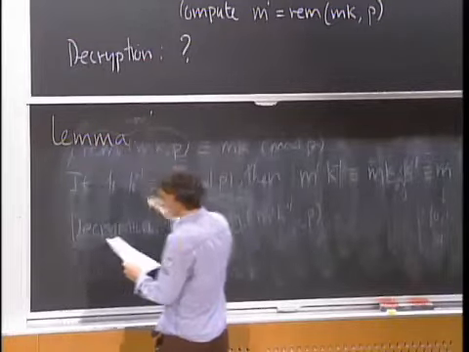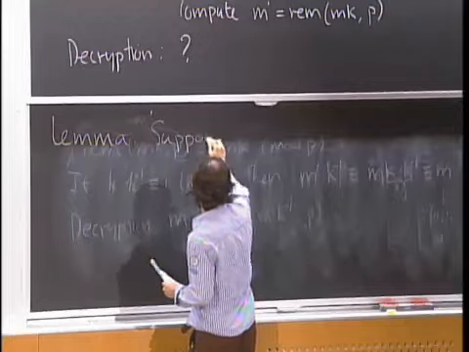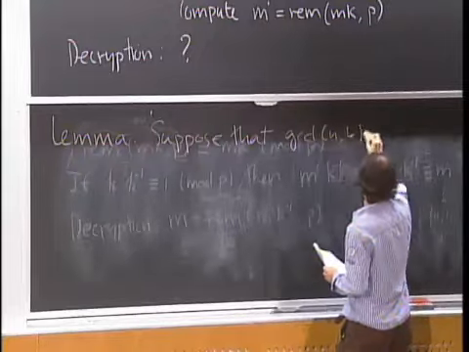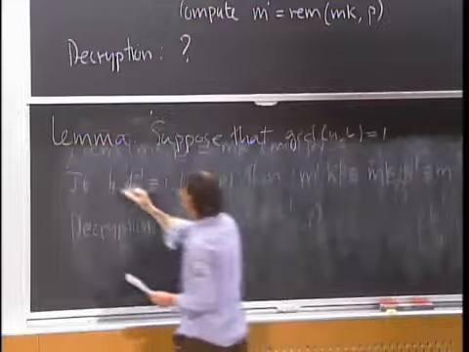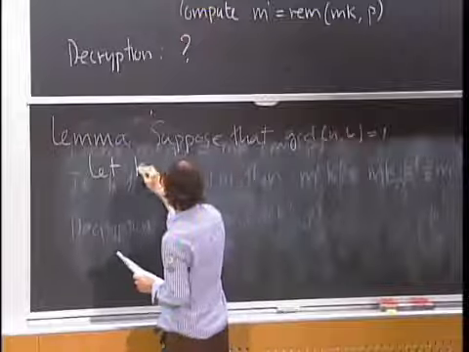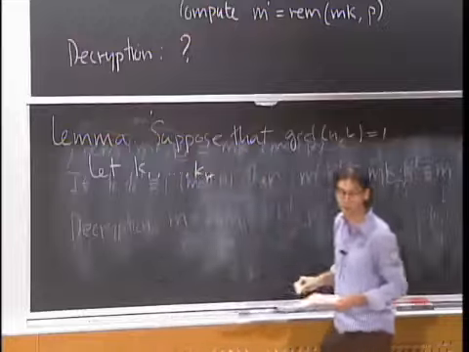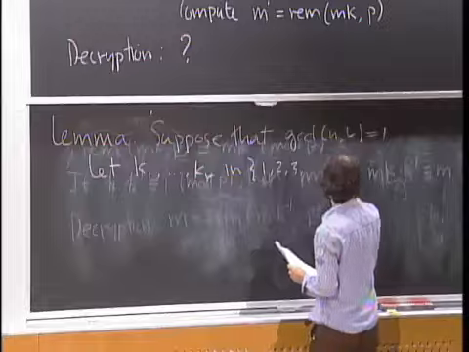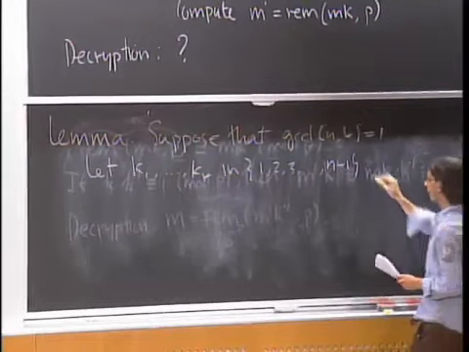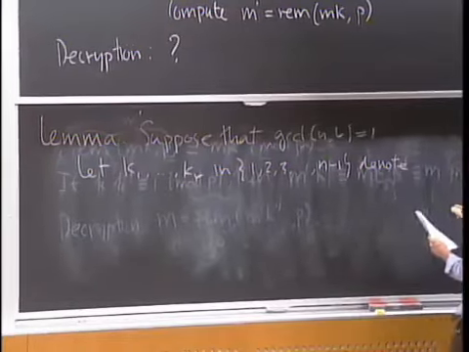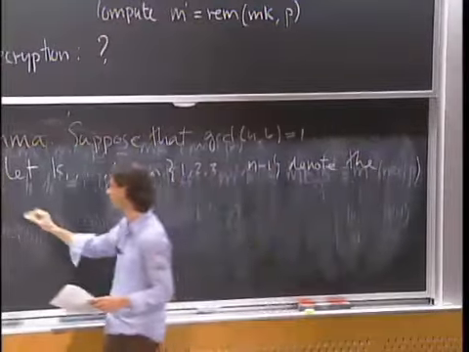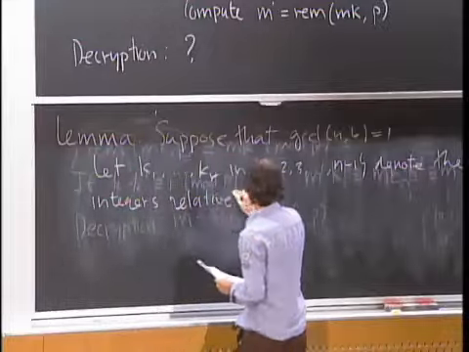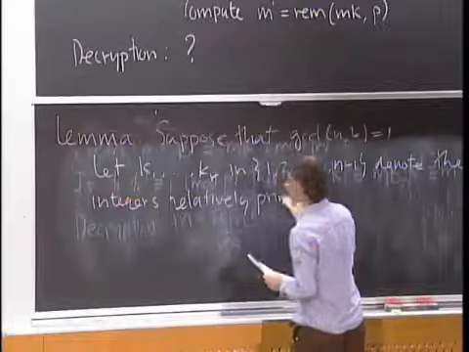So the lemma states that if we suppose that the GCD of n and k equals 1, so it's the same assumption as before, if we let k1 all the way up to kr be those integers in the range 1, 2, 3, and so on to n minus 1 that are relatively prime, so these denote the integers relatively prime to n, then we can prove a very interesting property.